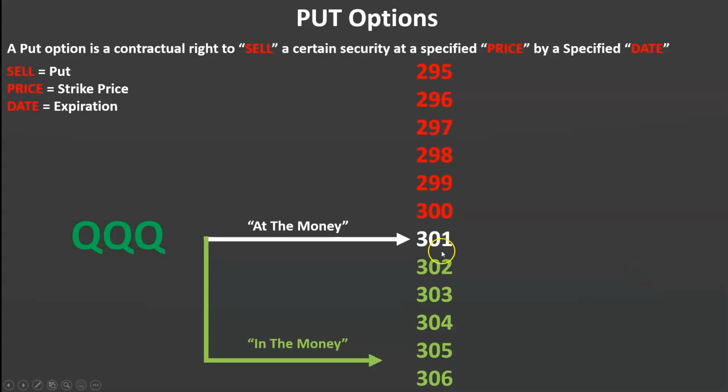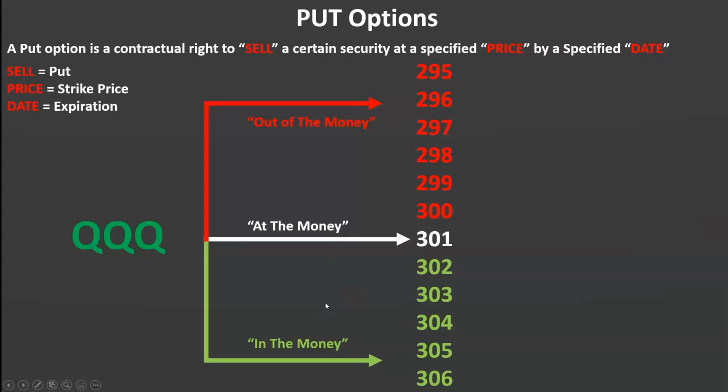So the in the money for a put option, in the money is any strike price that is greater than the current stock price. And the current stock price dictates what is at the money. So another way to say it is any price that is greater than the at the money strike is actually in the money. And any price that is less than the current strike price or the current stock price is out of the money. All right. So it's just the opposite.